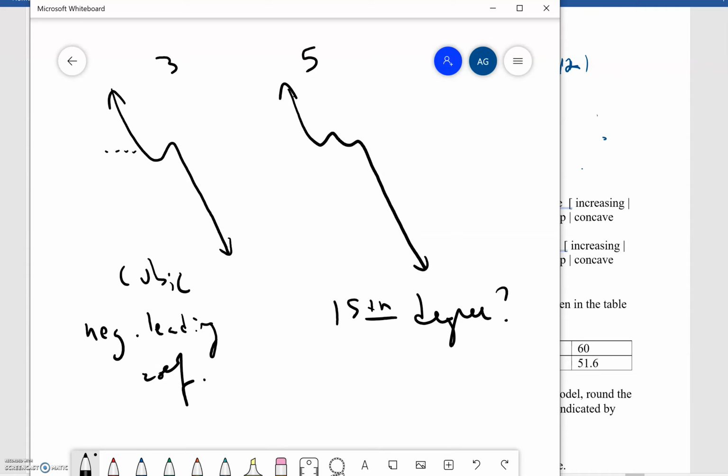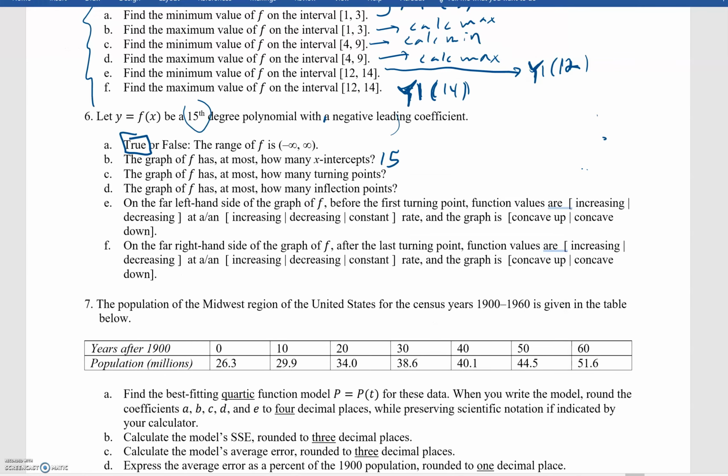So if that was your x-axis, that'd be 1, 2, 3, and so on and so forth. So for a 15th degree with 15 intercepts. Turning points, at most we could have 14, and inflection points, at most we could have 13. So this is just using these formulas. The number of turning points is at most degree minus 1, inflection points is degree minus 2, and intercepts is degree.